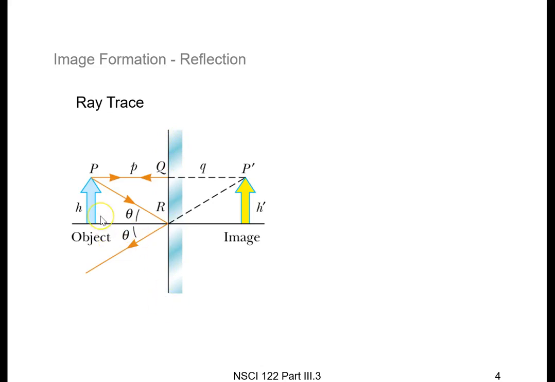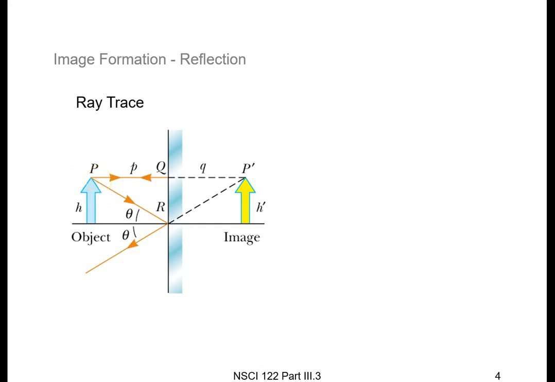The next thing we do is draw a generic object, and generic objects are always going to be arrows. So we would draw an upright arrow pointing up from the optic axis, up to here, just some arbitrary height. So we draw that blue arrow. Now the next thing we would do is start doing the ray tracing.